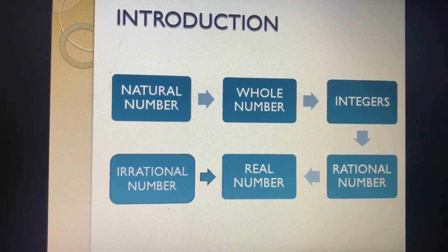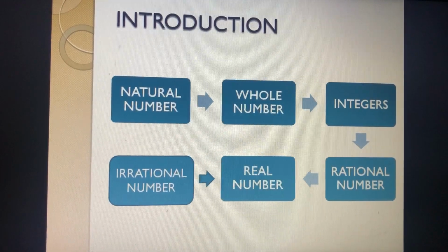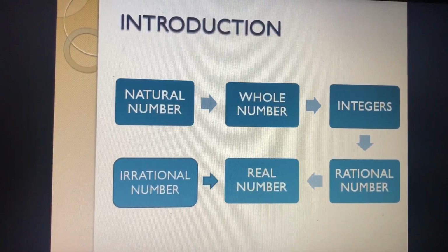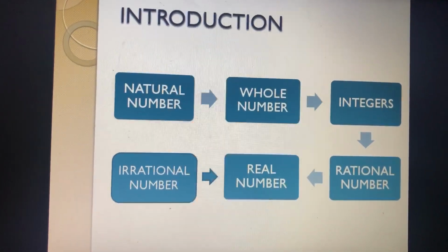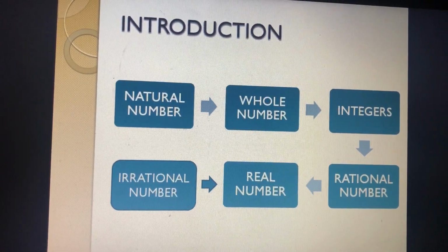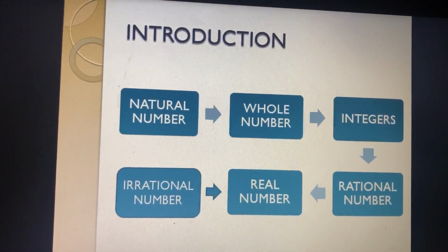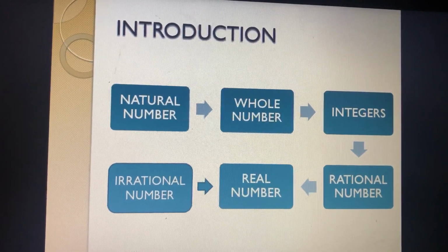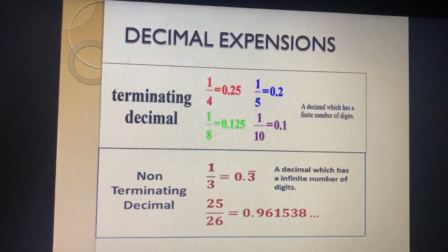Now, we know natural numbers are included in whole numbers. That means every natural number is a whole number. Similarly, every whole number is an integer, every integer is a rational number, every rational number is a real number, and both rational numbers and irrational numbers together make up the real numbers.